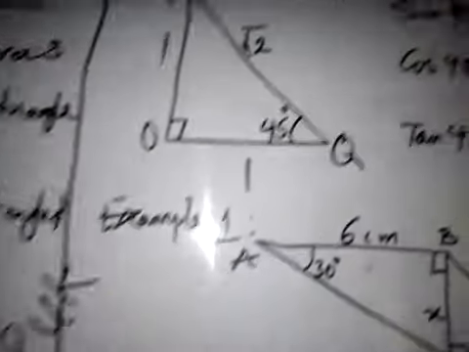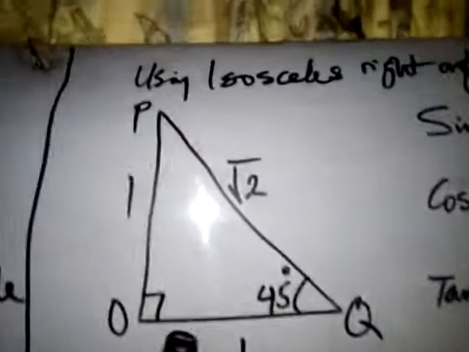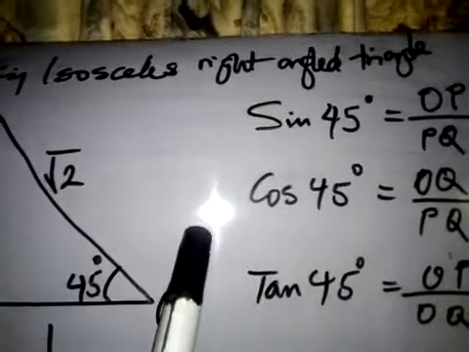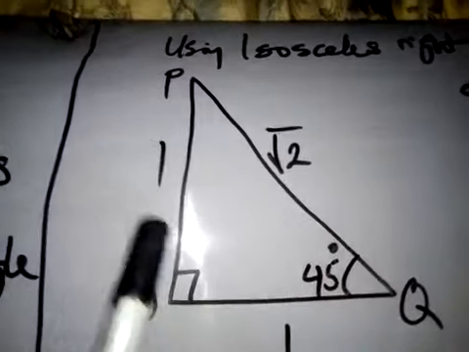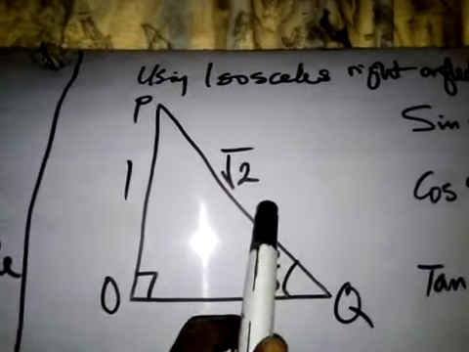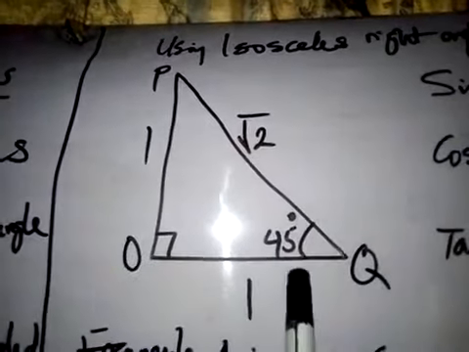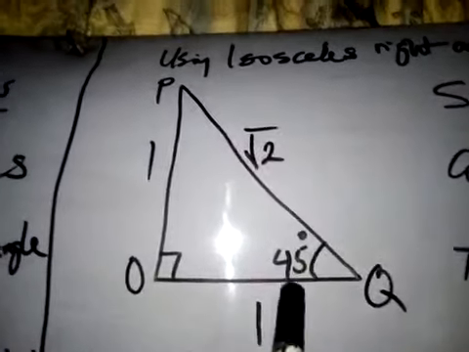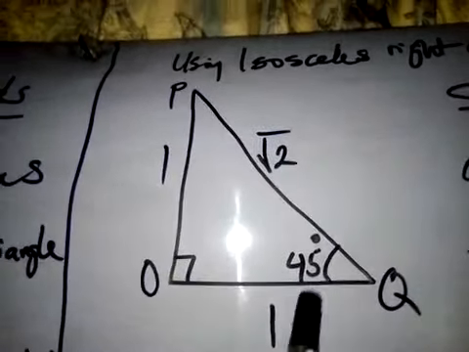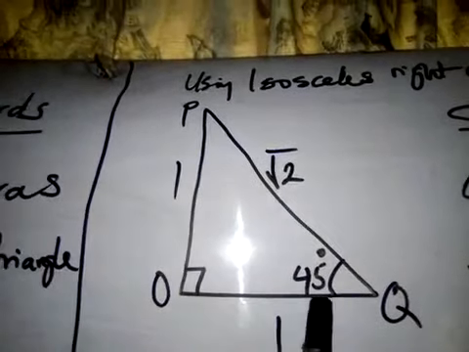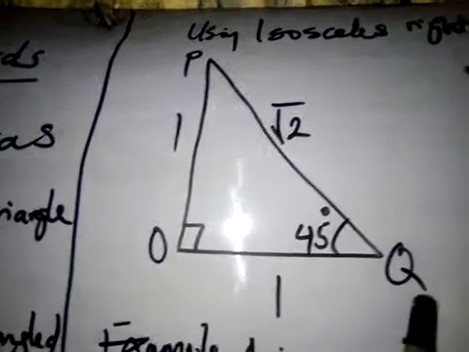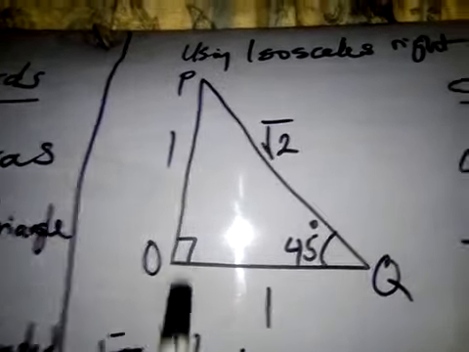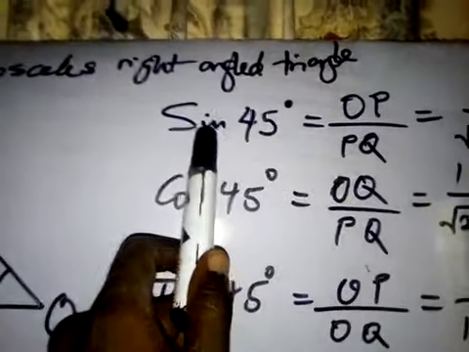Now for us to get sine 45, you are to consider using an isosceles right angle triangle. Using an isosceles right triangle, that means two sides will be equal, which this and this are equal, while this is root 2. So now our opposite side will be the side facing this reference angle 45. So OP is the opposite, while OQ is the adjacent, while the hypotenuse is PQ.